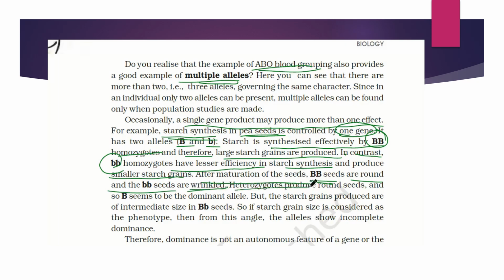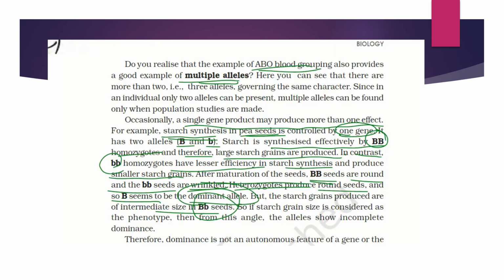So heterozygotes produce round seeds, and B seems to be the dominant allele. But the starch grains produced in Bb seeds are of intermediate size, so they are neither big nor small.